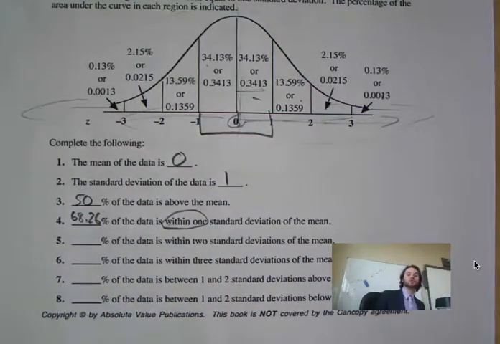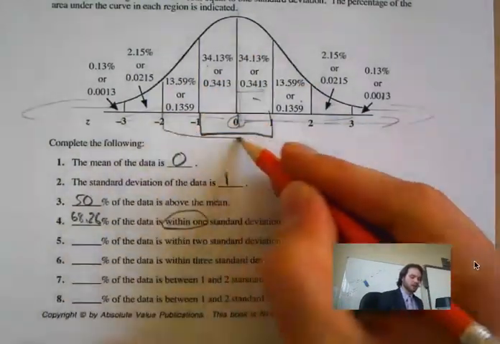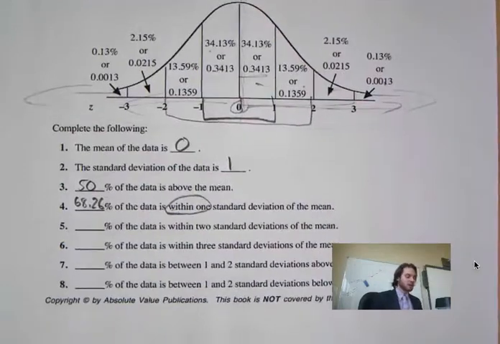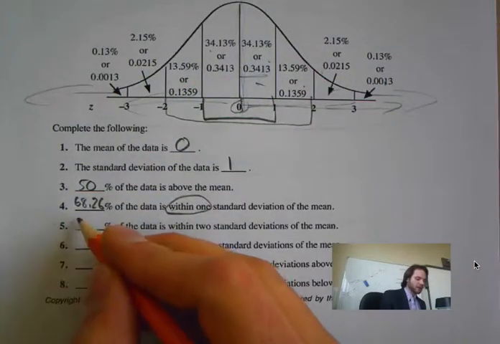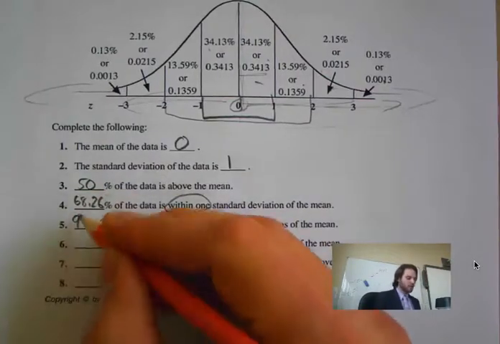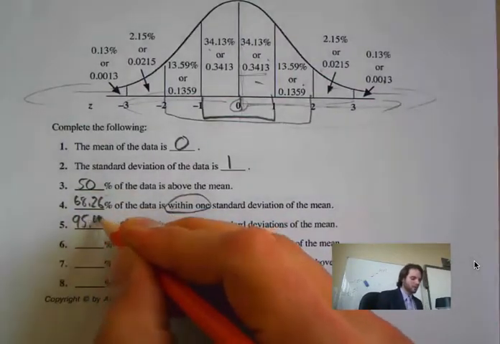Then it says, what percentage of the data is within 2 standard deviations? So that's 2 below the mean and 2 above the mean. So I have to look here. I go from here all the way to there. Now I add these 4 percentages up, and I'm going to end up getting 95.44%.